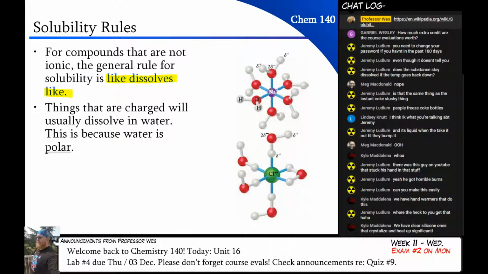And what that means is that if something is charged, it will dissolve in water, because water, believe it or not, actually shows parts of charge. And this is a property called polarity. We're not going to talk about polarity in this class. We're going to talk about that in 161. But you can think of water as sort of the midpoint between being ionic and being molecular.